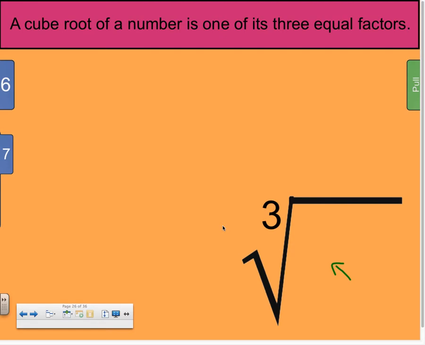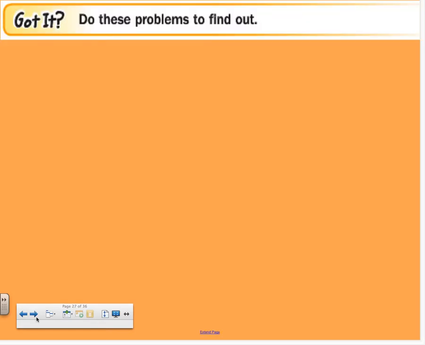At this time, I'd like you to go ahead and try the Got-its that go along with these 2 examples. Got-its H, I, and J in the middle of page 73.